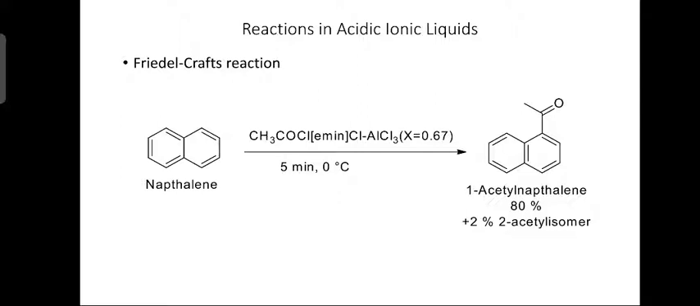Friedel-Crafts reaction is an example of this. Naphthalene undergoes Friedel-Crafts reaction to give the 1-acetyl derivative as the major product. You can see here naphthalene undergoes Friedel-Crafts reaction in the presence of acetyl chloride and 1-ethyl 3-methyl imidazolium chloride, aluminum chloride, to give 1-acetyl naphthalene. And what is the yield? 80%. So the yield obtained is 80%.